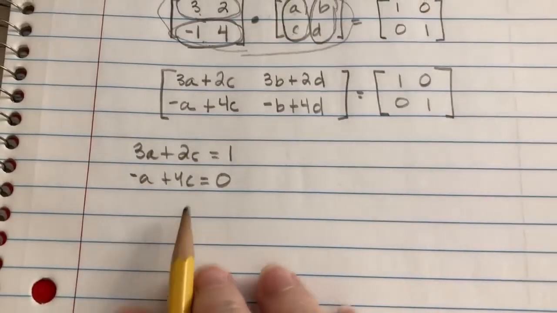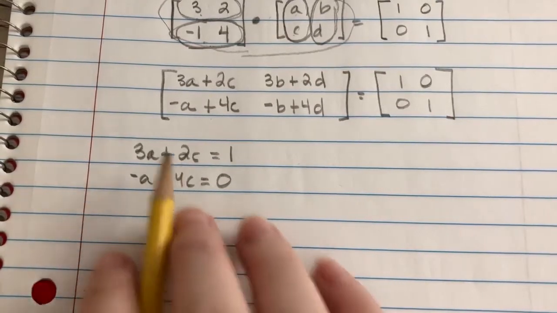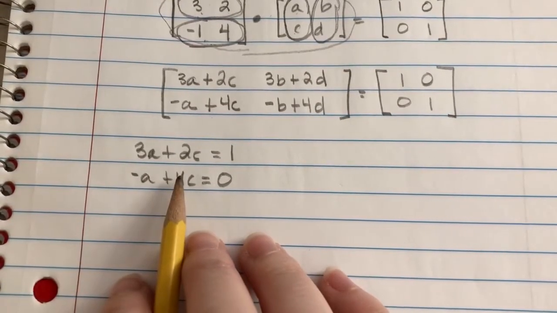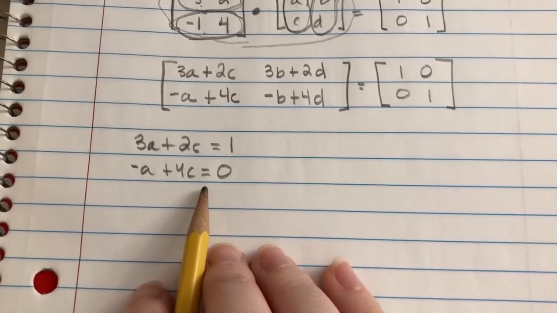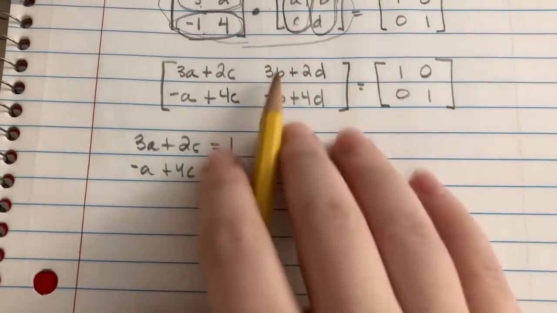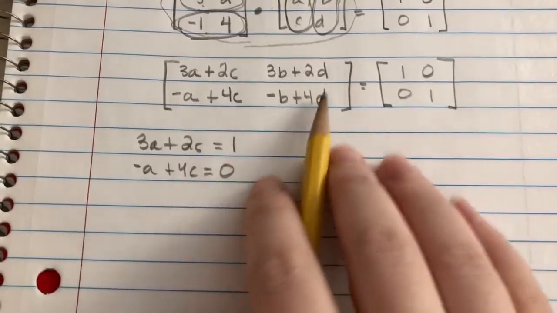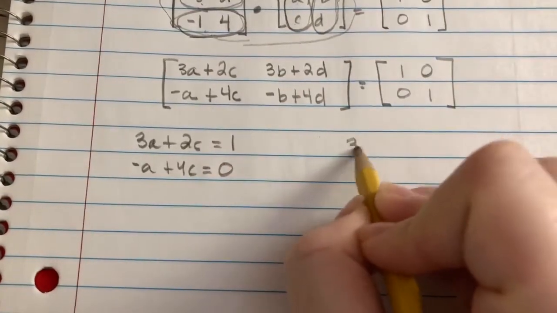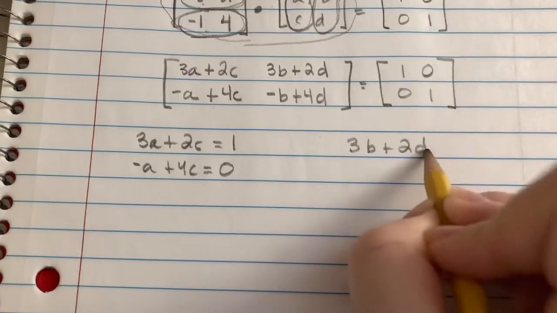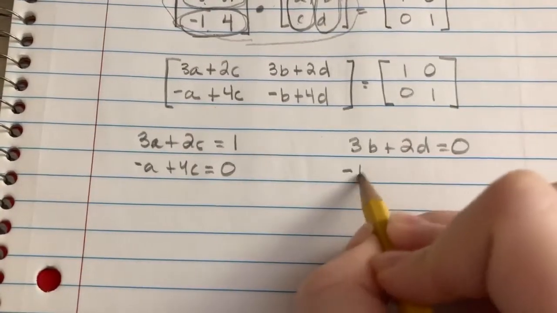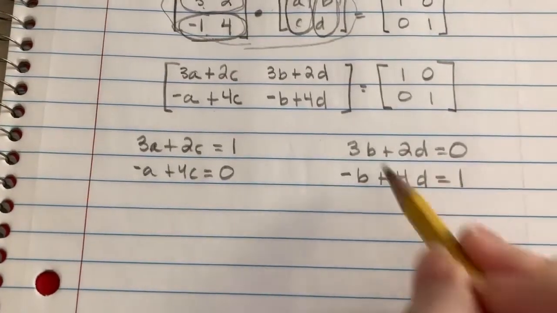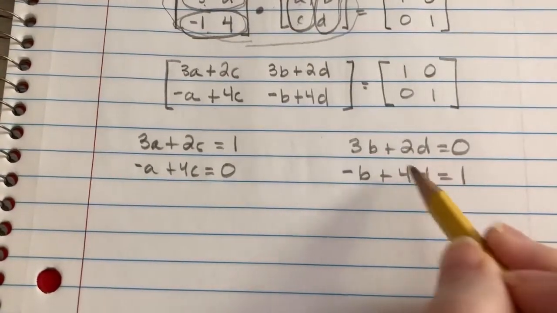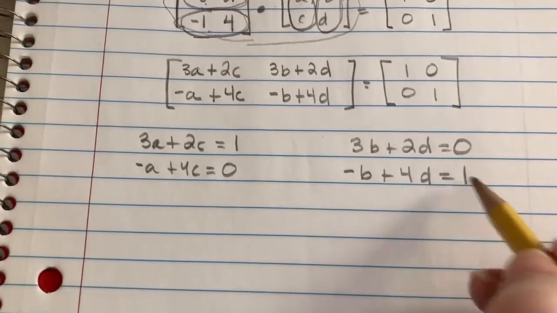You might notice that I have two different equations, and there's an a and a c in there. So 2 equations with 2 unique variables. That's a system of linear equations like you've already learned to solve. In the same way, when I look at this column of the matrix, I should have that 3b plus 2d would be equal to 0, and then the opposite of b plus 4d would be equal to 1. So again, I have another system of linear equations because I have 2 equations with 2 variables. Now it's b and d.